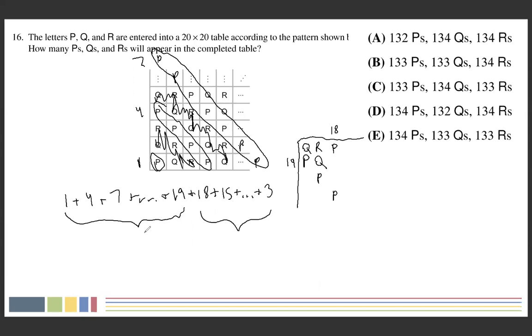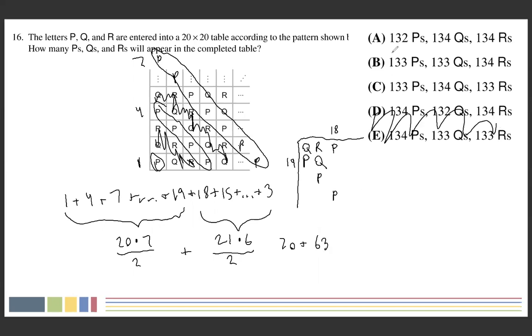This first sequence has a sum of first and last terms 20. How many terms are there in the sequence? Well, we can count 1, 4, 7, 10, 13, 16, 19. That's a total of 7 terms in this sequence. And then we divide by 2. And what about this? Well, the first and last terms add up to 21. There are 6 terms in the sequence, divide by 2. And this gives us our total number of p's, which is just going to be, well, this is 70. This is going to give us 63. So we have a total of 133 p's.